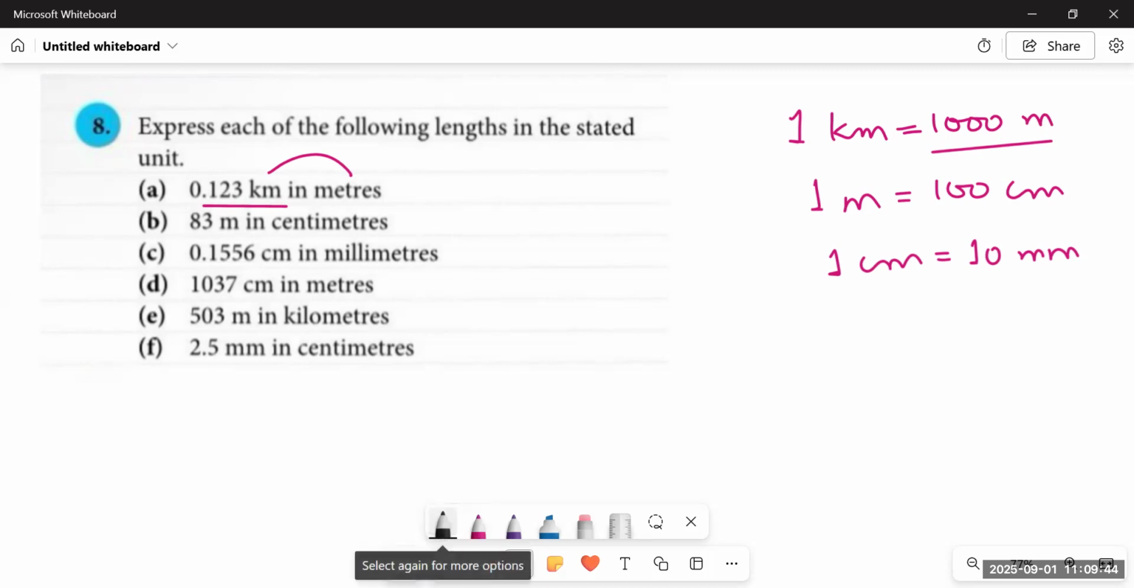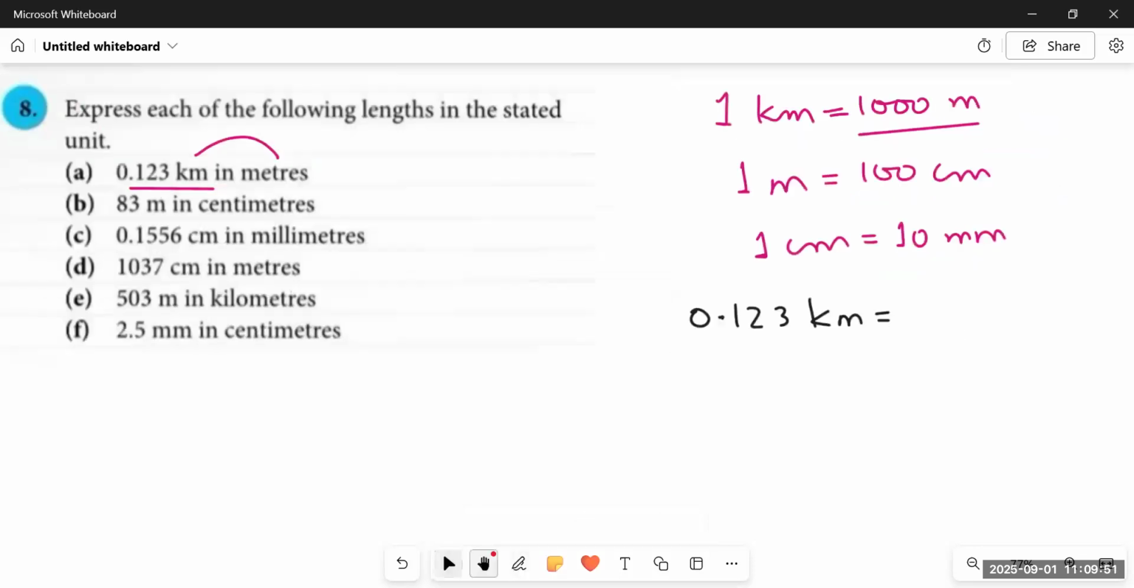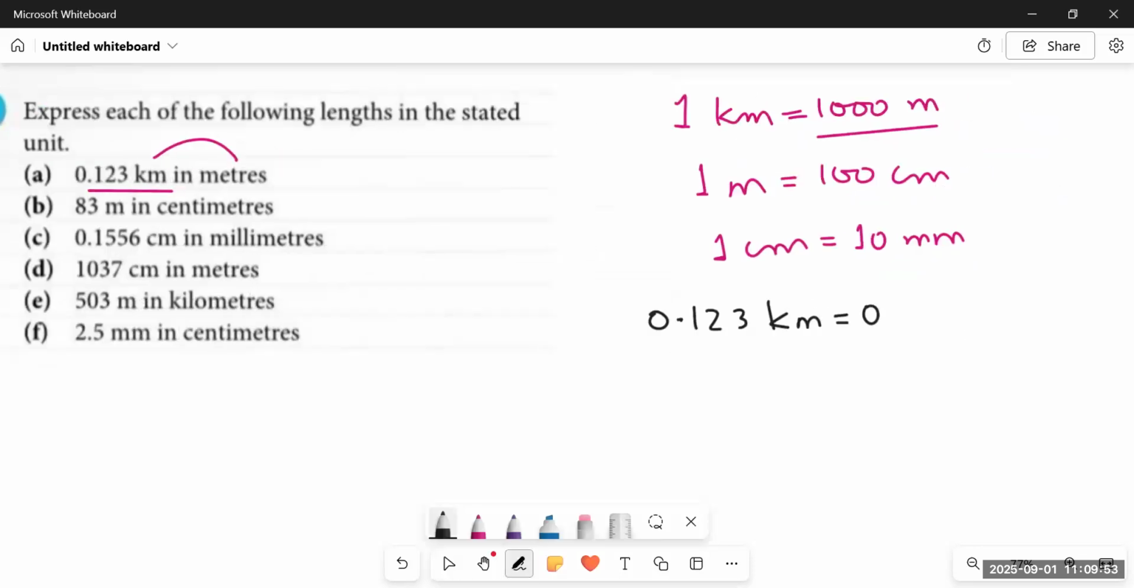Since it's 0.123 kilometers and we have to convert it into meters, we are going from the greater to the smaller. We will multiply it by 1,000. Upon multiplication, we have already learned that whenever we multiply any number by 1,000, the decimal will move 3 places forward. It would be 1, 2, 3. That is 123 because we have 3 decimal places. So it will move 3 places forward and the answer would be 123 meters.